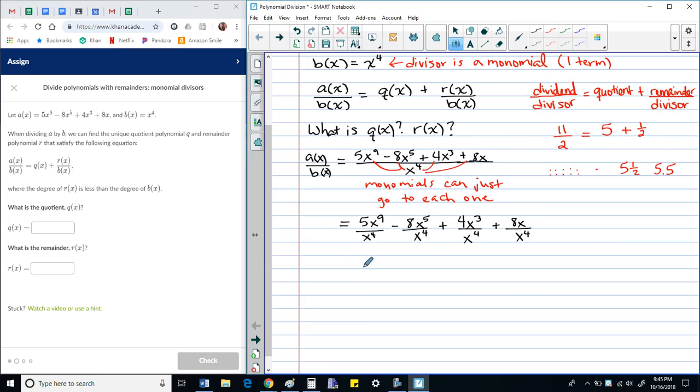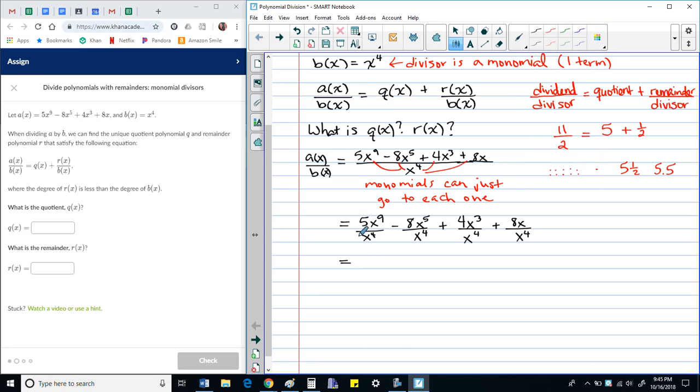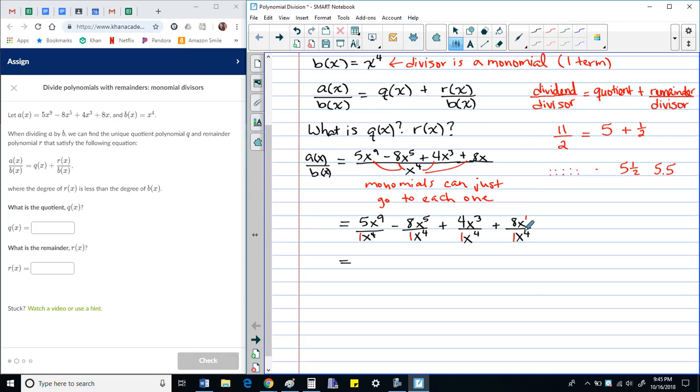Okay? So this equals, now, remember how if you don't see anything in front of it, what is that? It's a 1. And if you don't see an exponent, what is that? It's a 1. Now, if you don't see a letter at all, that's a 0, right? But if you don't see an exponent, it's a 1. All right, now we're ready.